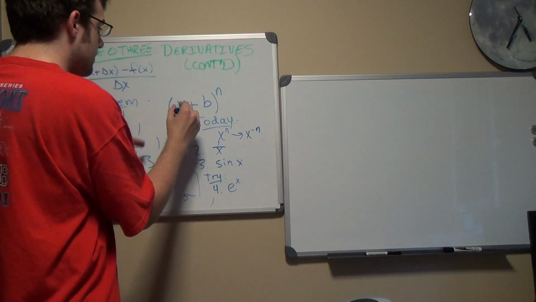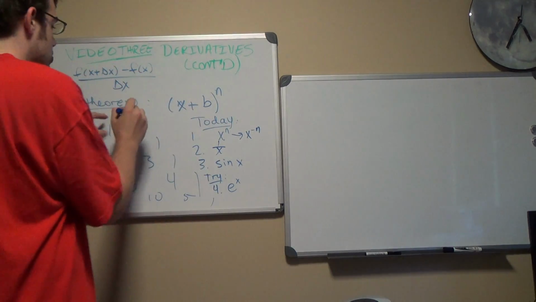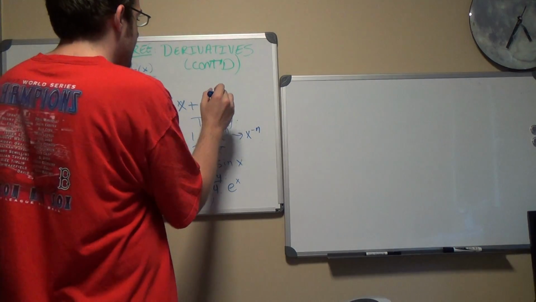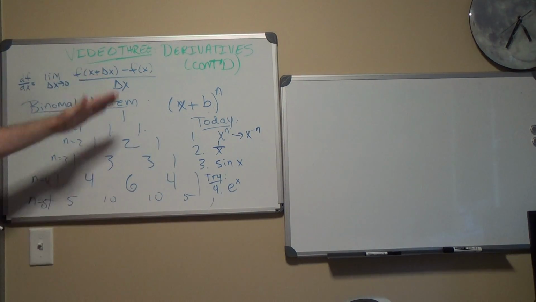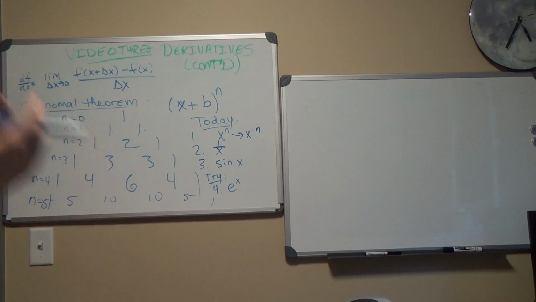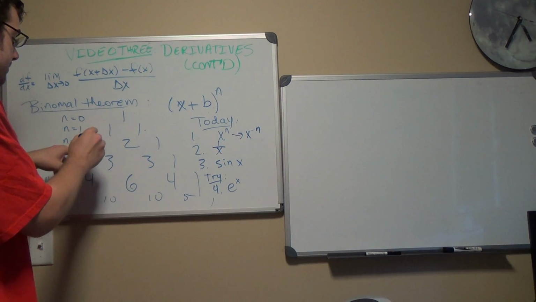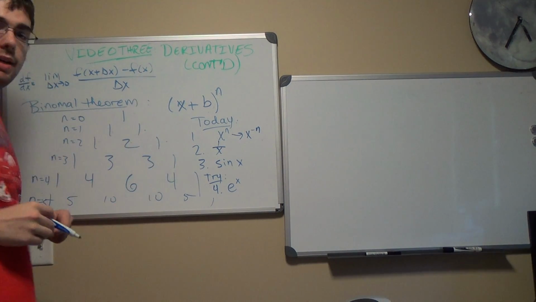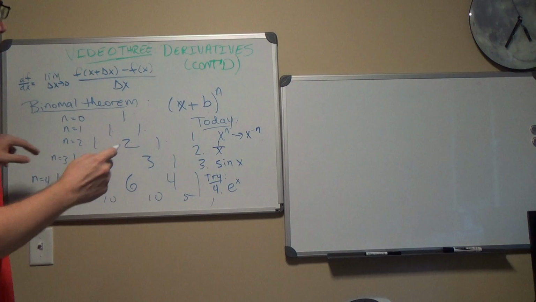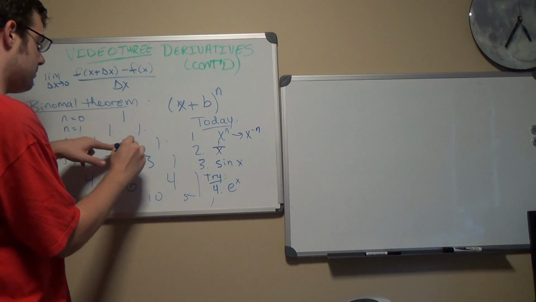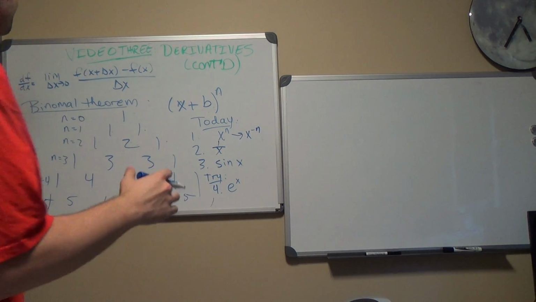So if we have x plus b, b can be anything, any number. X plus b to the 0 is just 1. X plus b to the 1 is x plus b. So if you work through these rigorously, you can eventually find out that Pascal's triangle gives you the coefficients of these binomials. If you did squared, 1, 2, 1, then 1, 3, 3, 1, and so on.